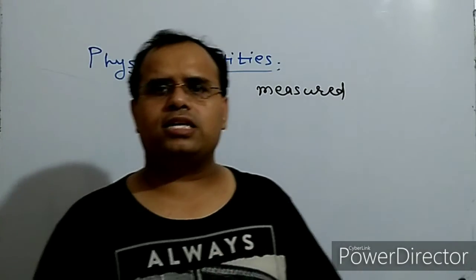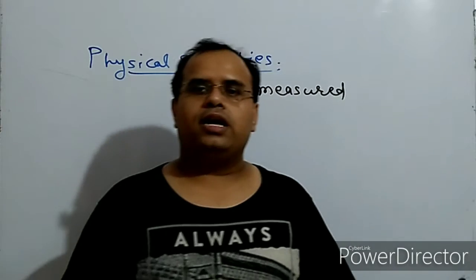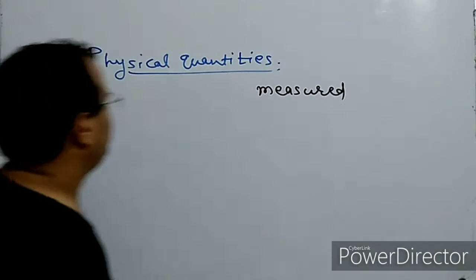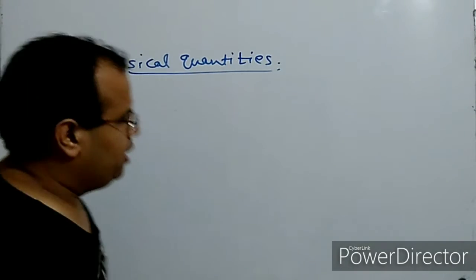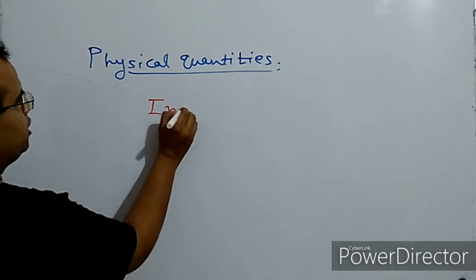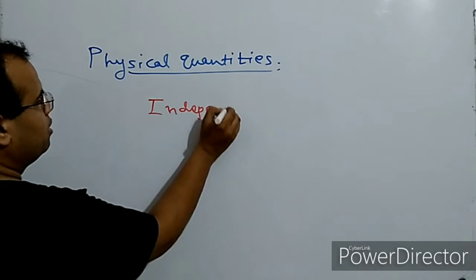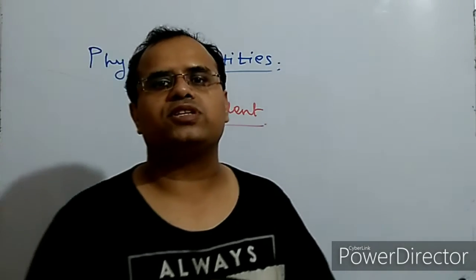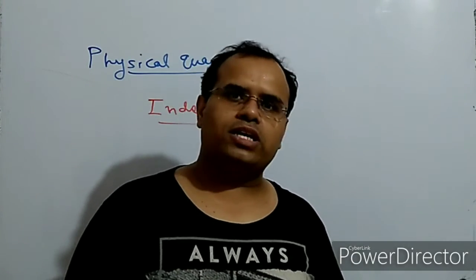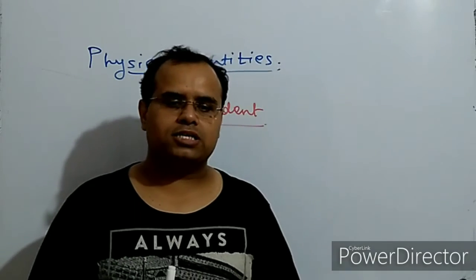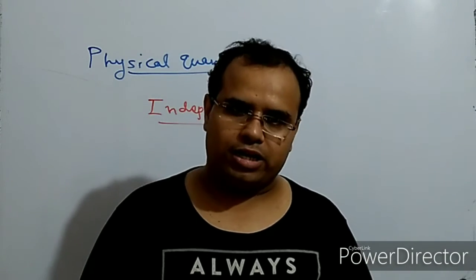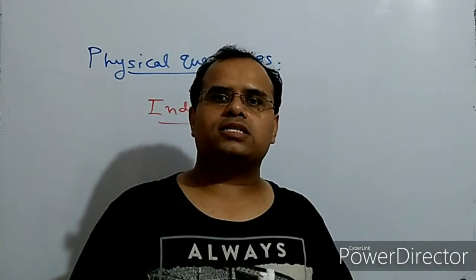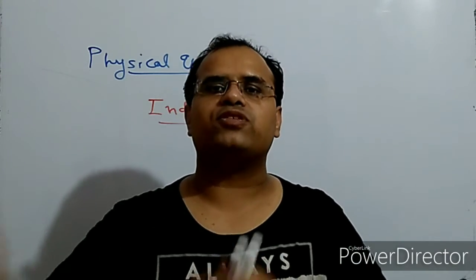Now these physical quantities are of two types: independent physical quantities and dependent physical quantities. What are independent physical quantities? Independent, as the word suggests, means that the measurement of these physical quantities does not depend on other physical quantities. These are called fundamental physical quantities or independent physical quantities.